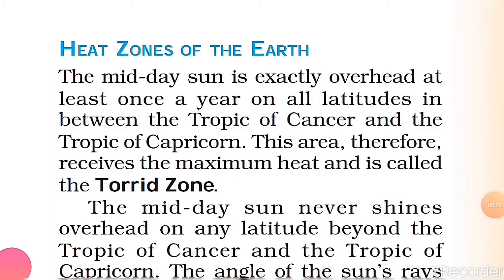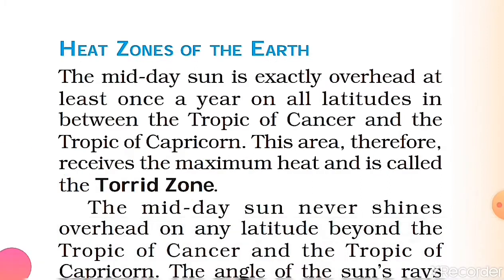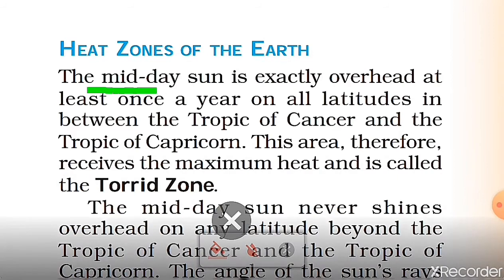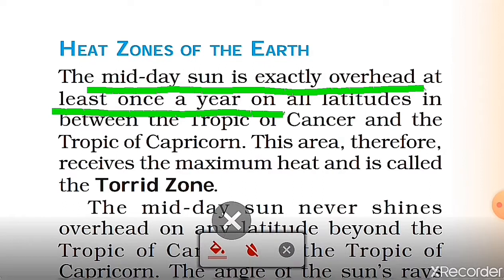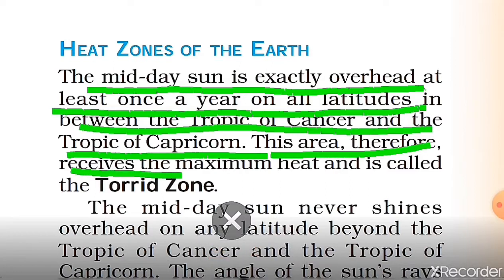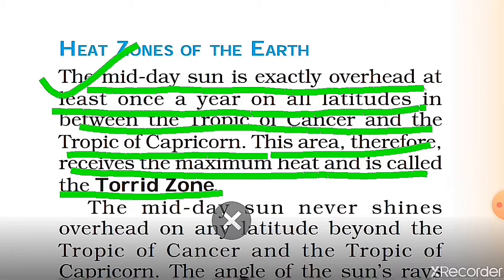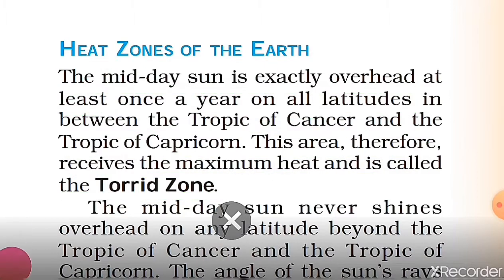So now the first question is, what is the torrid zone? Okay, let's understand. The midday sun is exactly overhead at least once a year on all latitudes in between the Tropic of Cancer and the Tropic of Capricorn. This area therefore receives the maximum heat and is called the torrid zone. Okay, I'll explain what the torrid zone is in the figure.